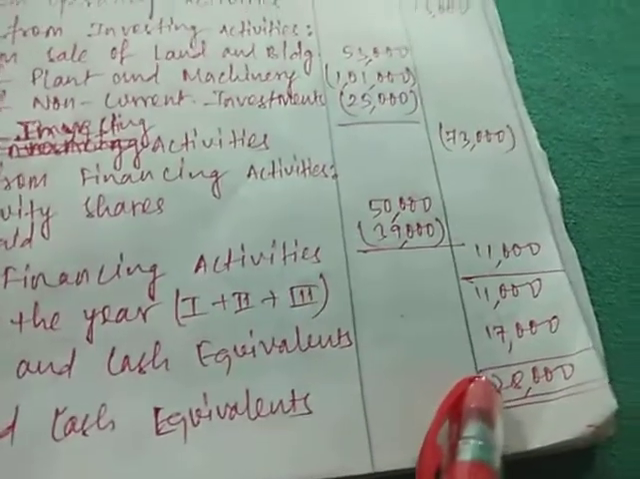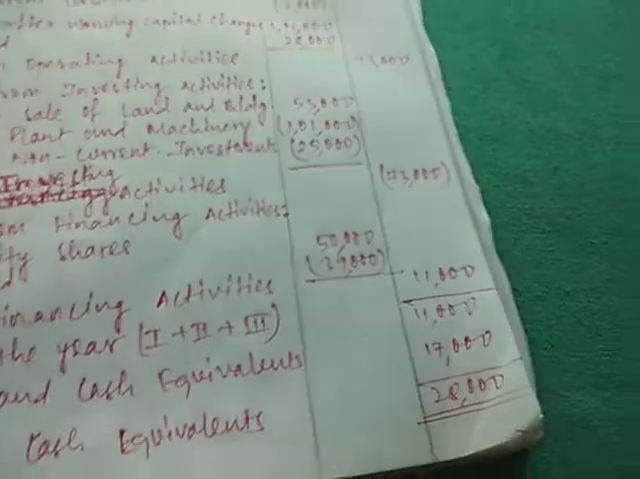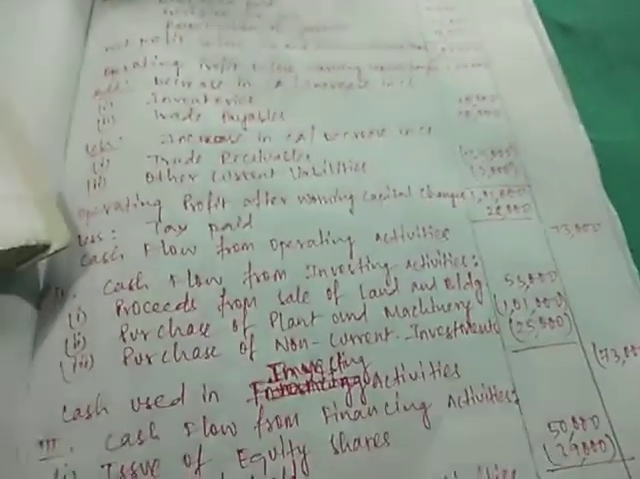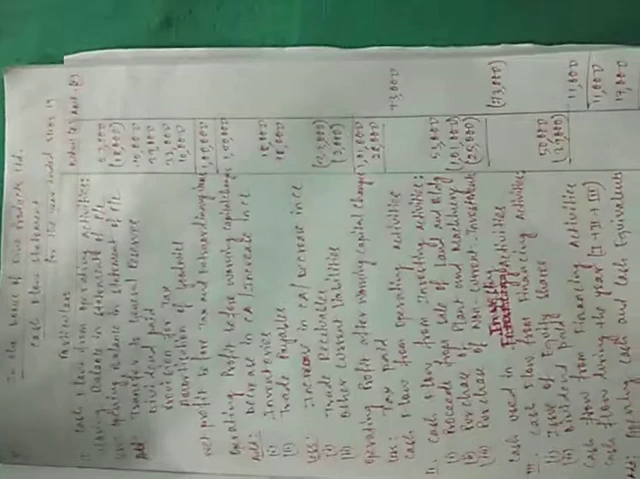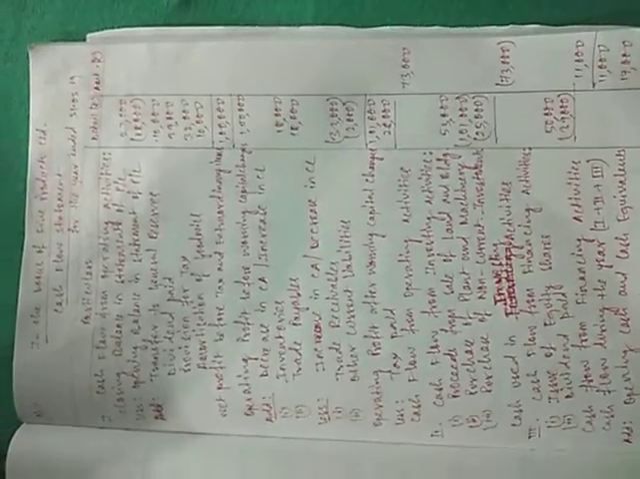This is closing cash and cash equivalents on 31st March 19, 28,000. Since it has matched, we have done the sum correctly. I am showing you the sum once again, the total sum. Also, I will send the picture of this to the group. Here you can check the whole sum as well as the whole question.